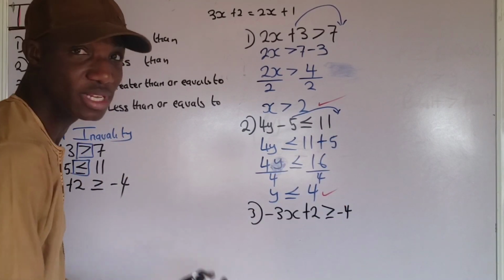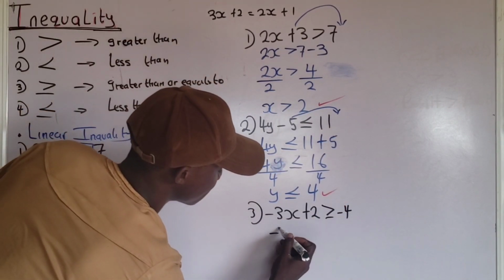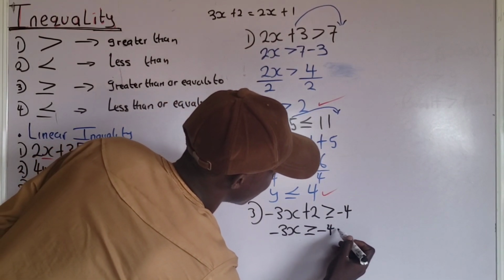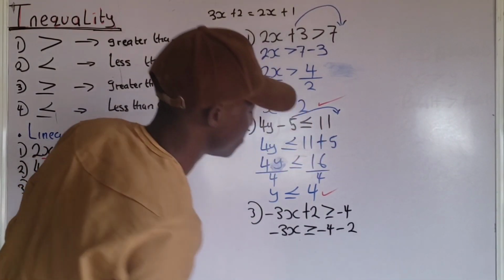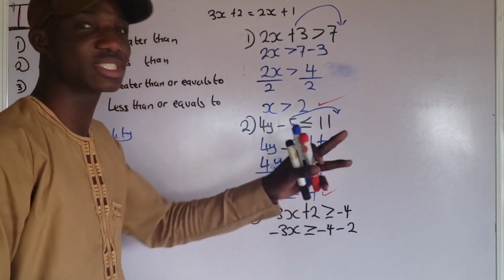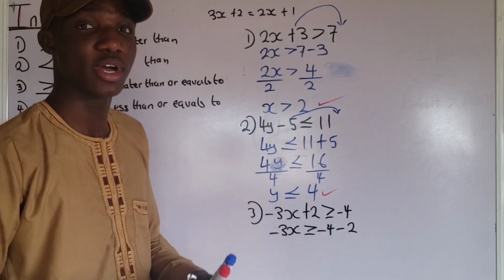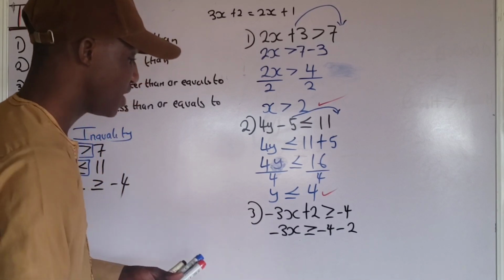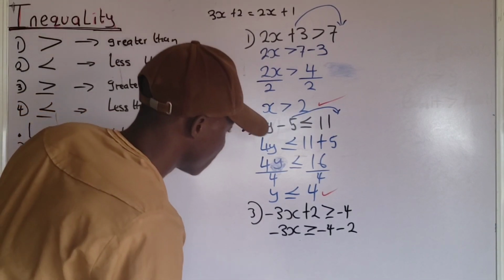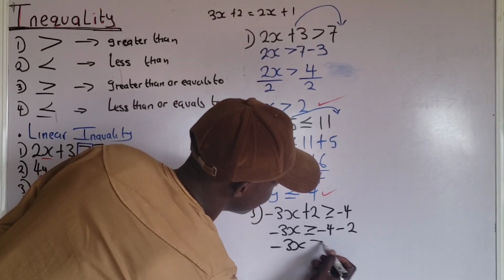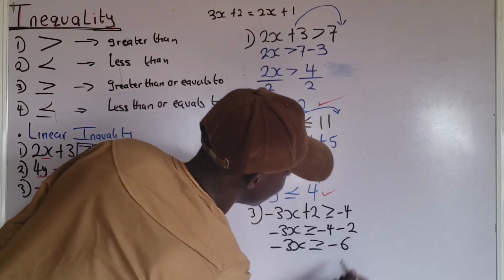So, please pay attention. I'm going to have negative 3x is greater than or equal to negative 4, minus 2. You understand? Because if this plus 2 crosses the equals sign, the sign, which is positive, is going to change to negative. So, here, I'm going to have negative 3x is greater than or equal to negative 6.